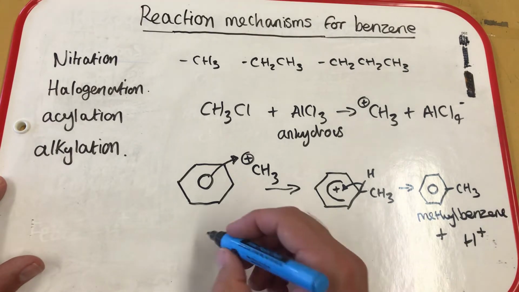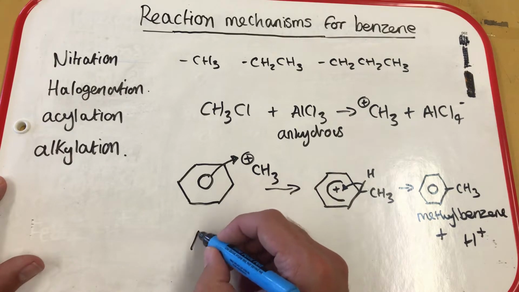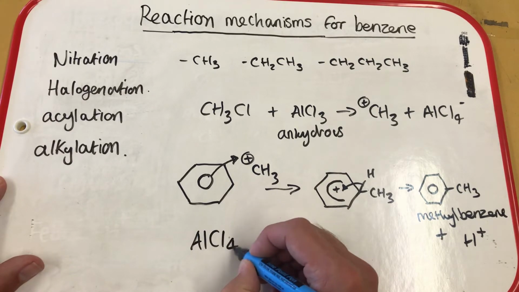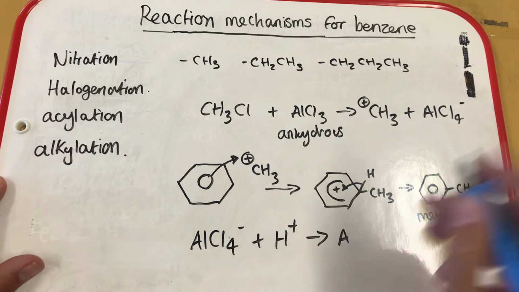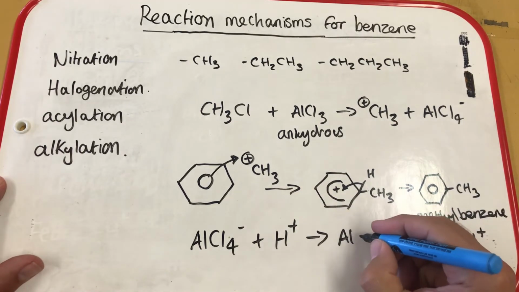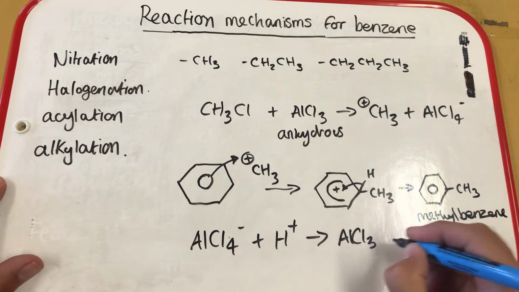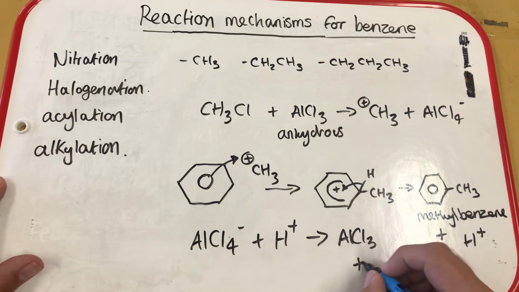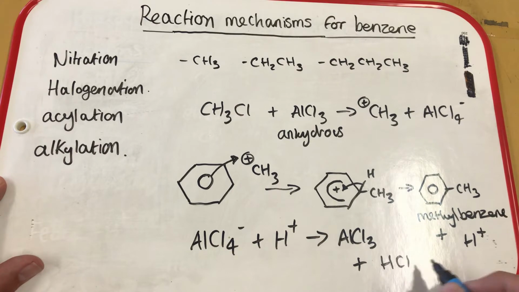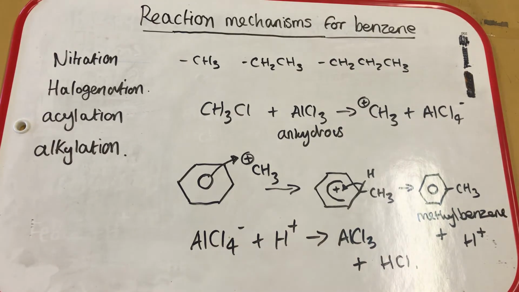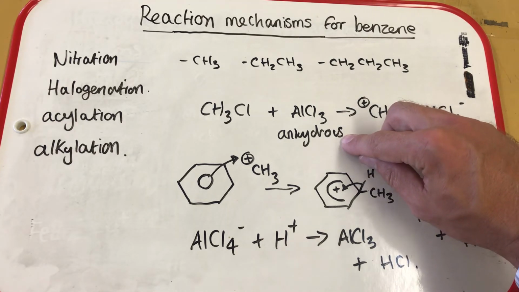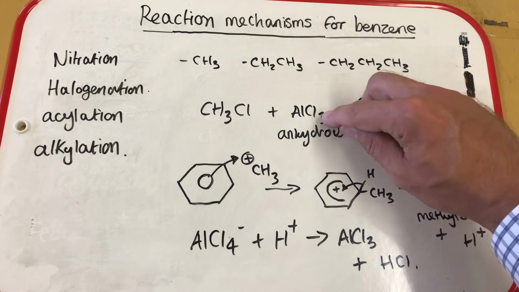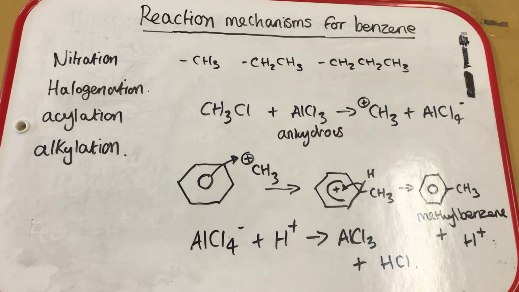As with all the reactions, you need to show the reforming of the catalyst to show that aluminium chloride was acting as a catalyst in this reaction, and again we get fumes of HCl produced. So here you can see the full mechanism for this reaction. Just remember, as I didn't mention in previous videos, that anhydrous catalysts are used in these particular reaction mechanisms.